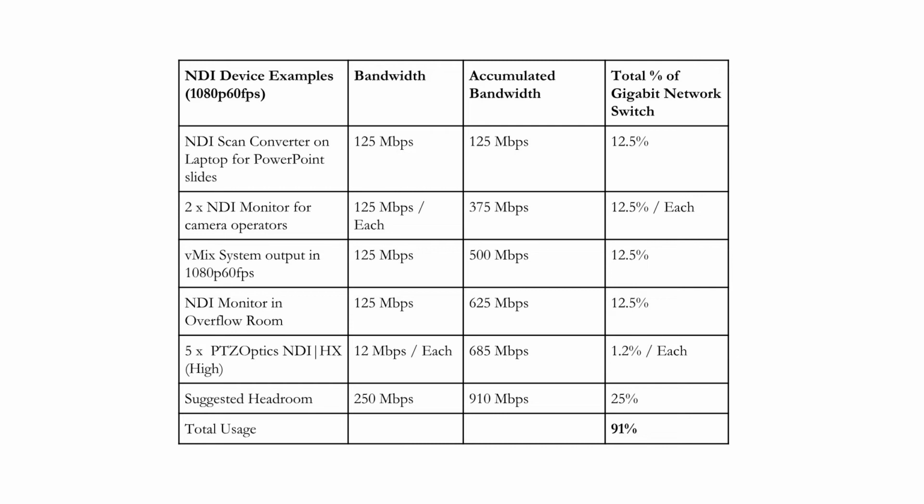Now, if we want to show a monitor in our overflow room or our lobby, that will be another 125 megabits per second. And you can see we're already at 625 megabits per second. So it's a lot of bandwidth, right? Well, with that being said, we can still add 5 to 10 cameras because PTZ Optics cameras using NDI HX will only use 12 megabits per second each, so 1.2% each. And then we can still respect the suggested headroom of at least 25%.